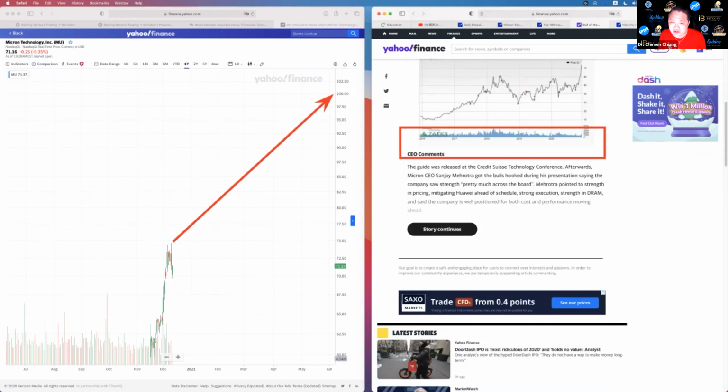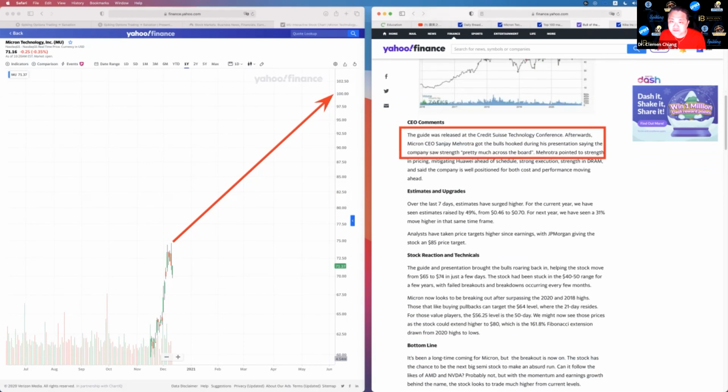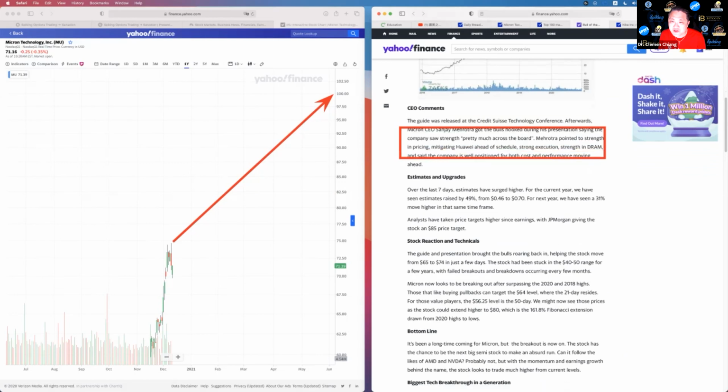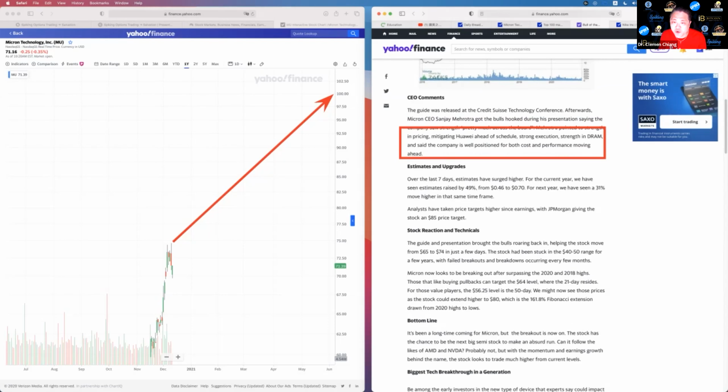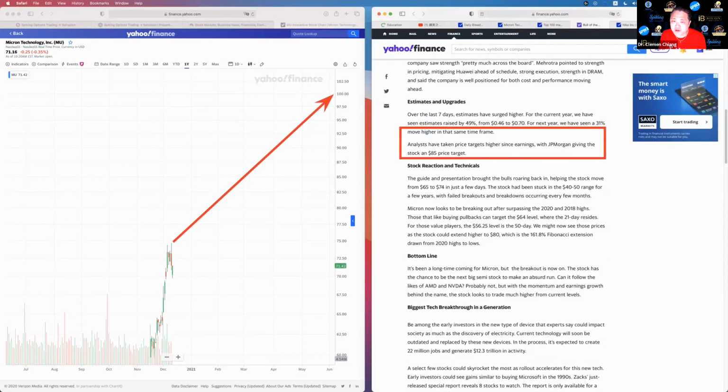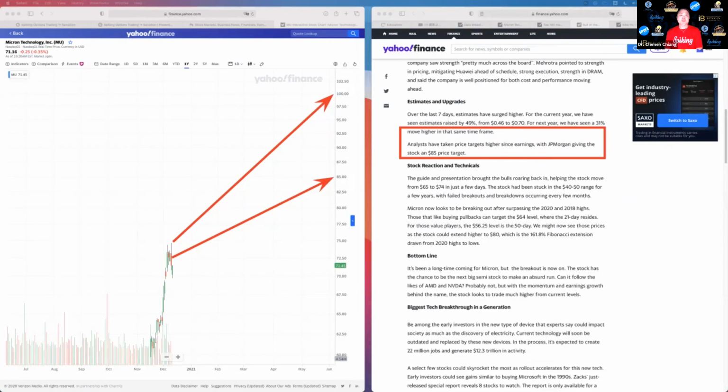And here go down. CEO comments. Saw strength pretty much across the board. All right, very good. And pointed to strength in pricing, mitigating Huawei ahead of schedule. Strong execution, strength in DRAM, and said the company is well positioned for both cost and performance moving forward. Wow. And here we go. 85. We are right now at 71, pointing at 85. We got 2 targets already.